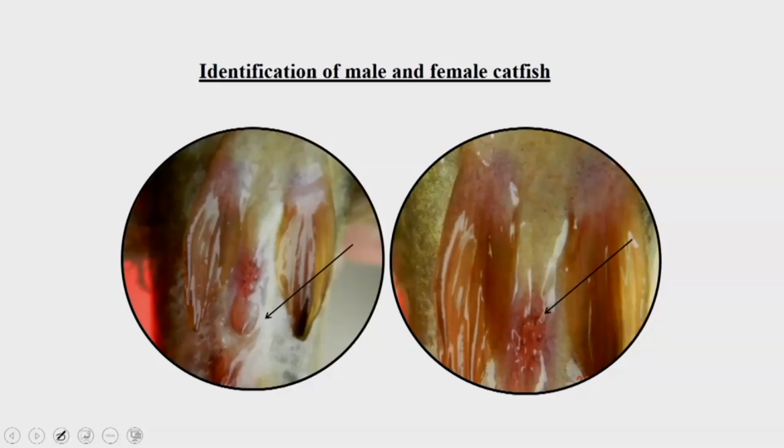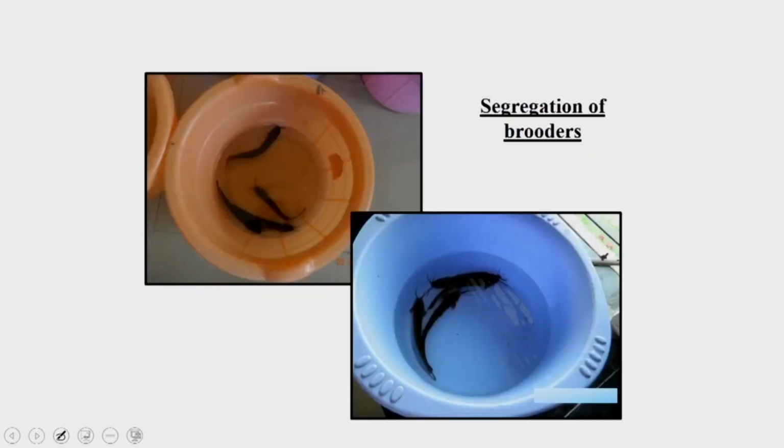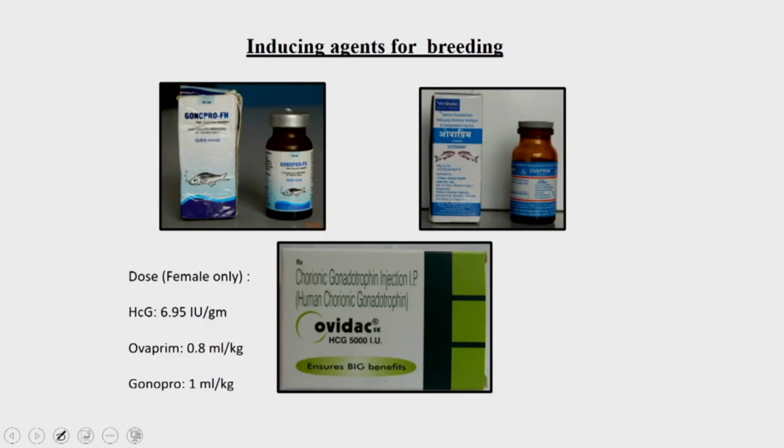So, as I said, you have to identify the male and female. In the catfish you may have different types of patterns which you have to use to identify the male and female fishes. Then you have to segregate the male as well as the female into separate containers, so that you can give them the hormone treatments. You can use these gonadotropin hormones.